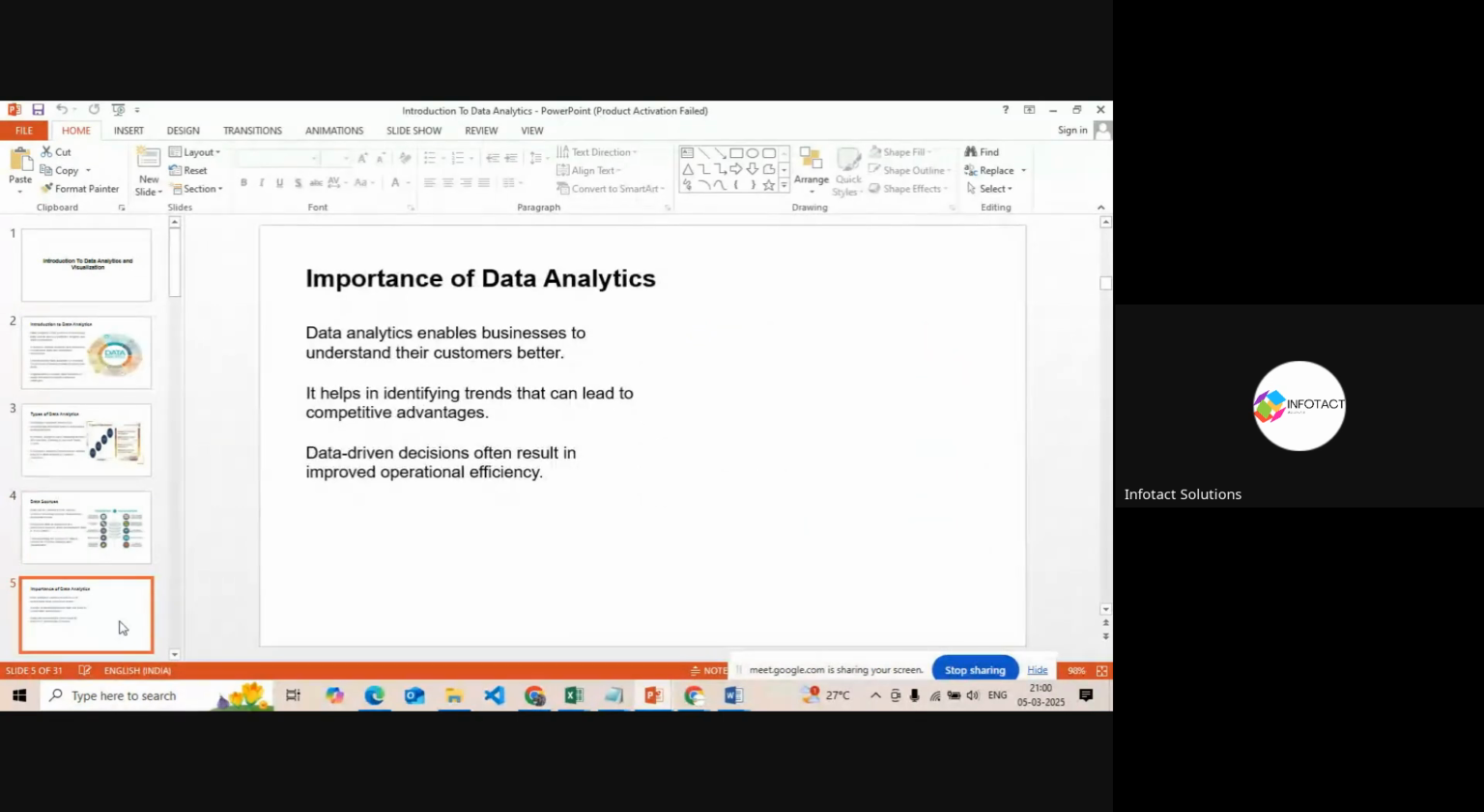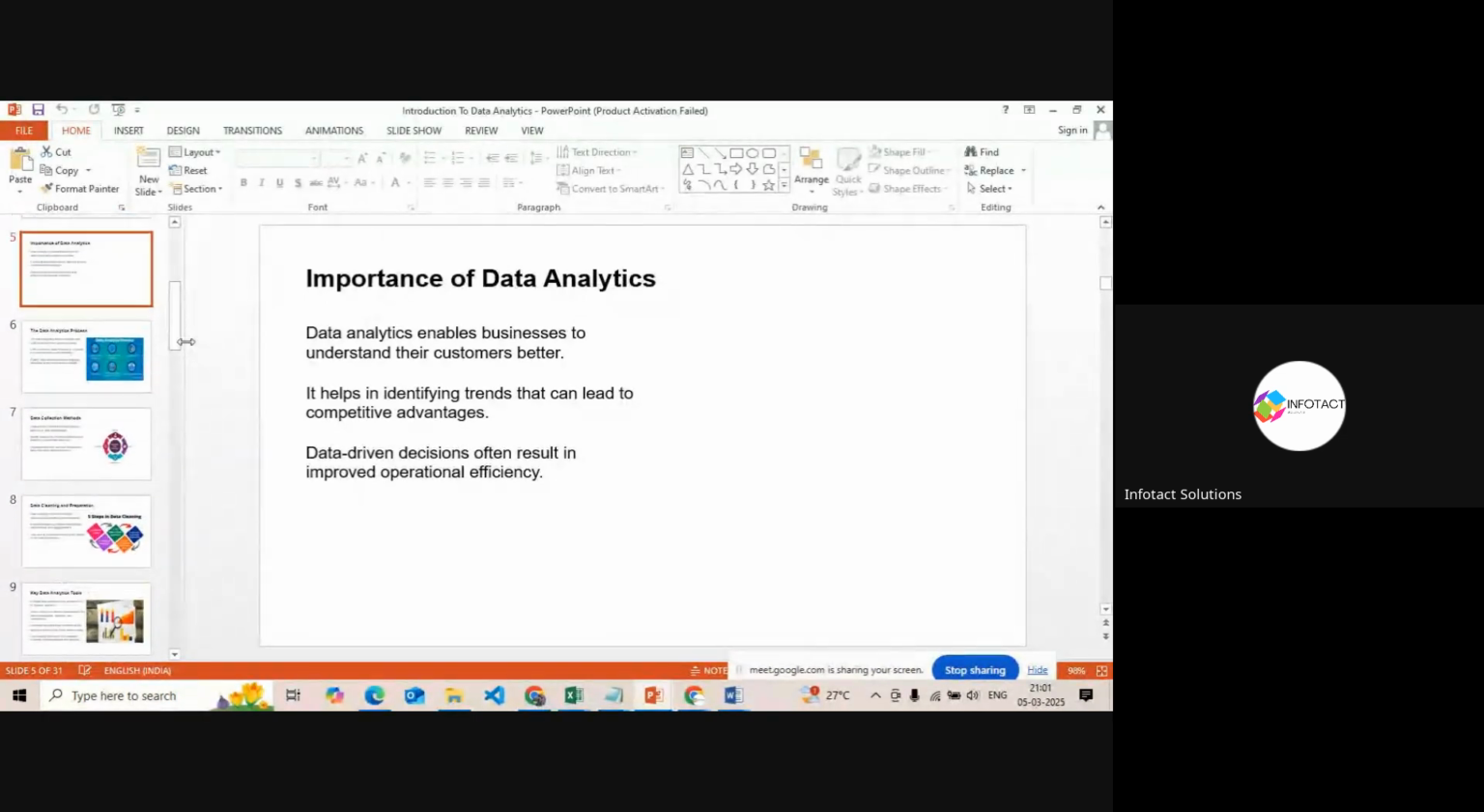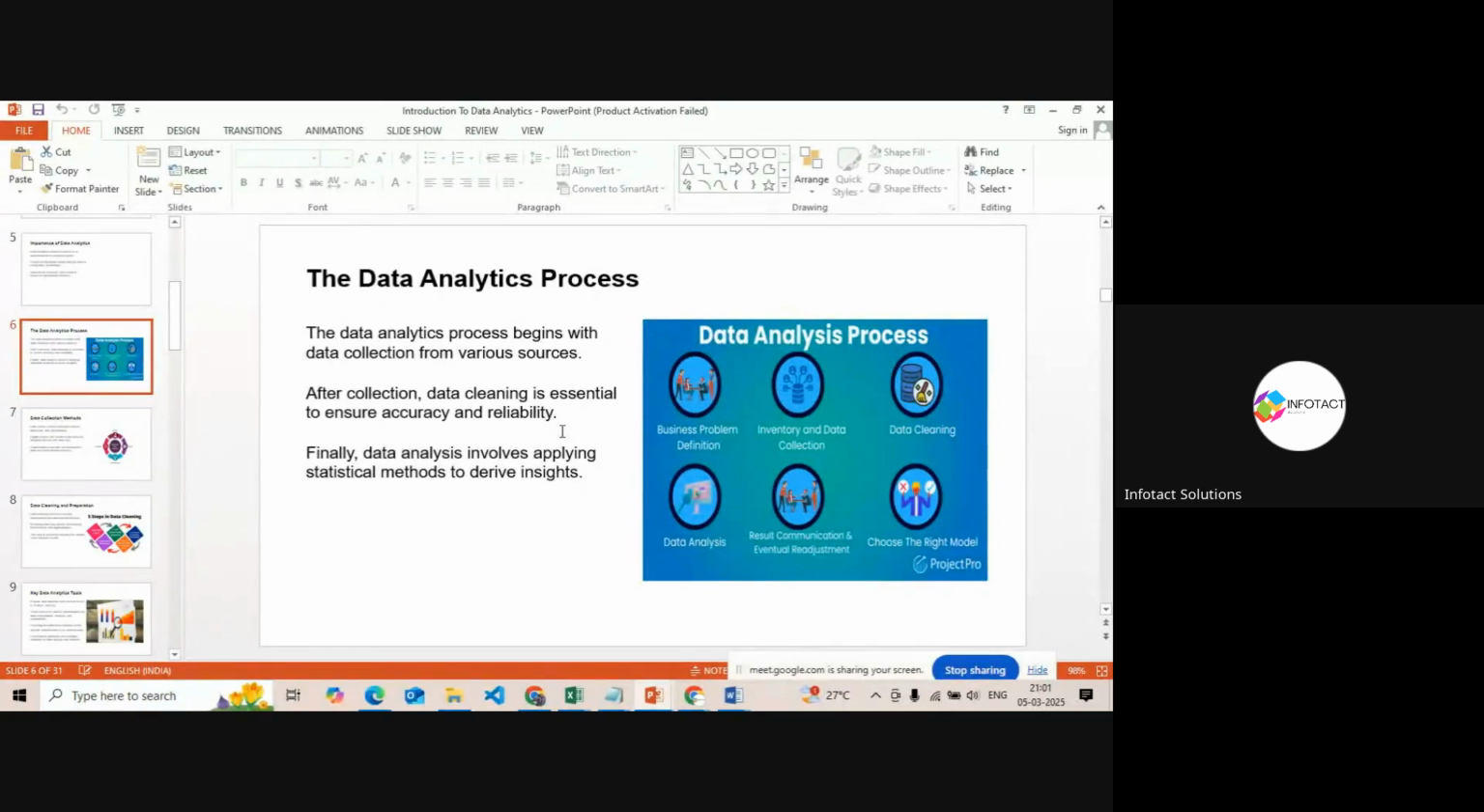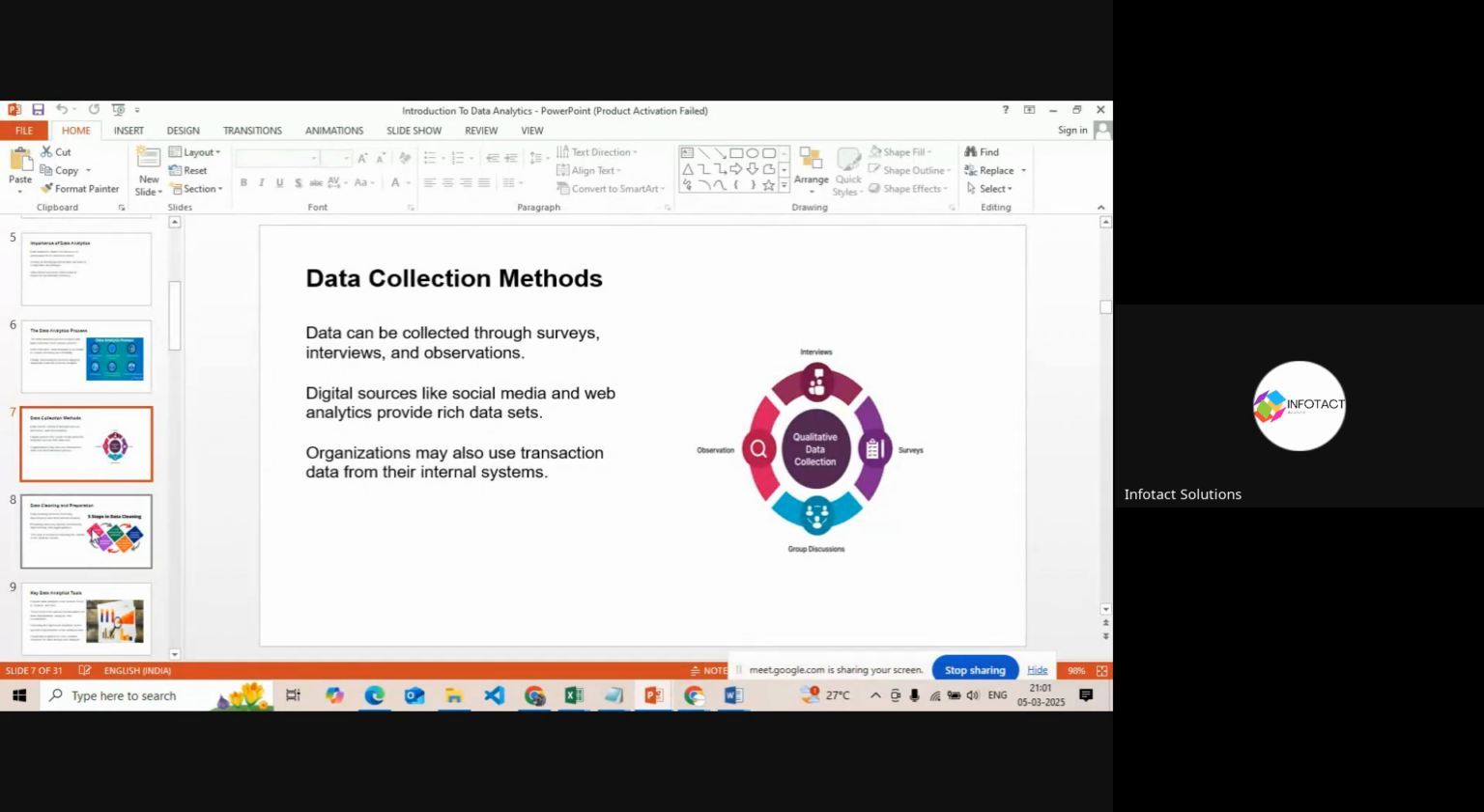What is the importance of data analytics? All those terms we have already discussed in the introduction session, right? Data analytics enables businesses to understand their customers better, and it helps in identifying trends that can lead to competitive advantage. Then the data analytics process begins with data collection from various sources. After collection comes cleaning, which is essential to ensure accuracy and reliability. Finally, data analysis involves applying statistical methods to derive insights.